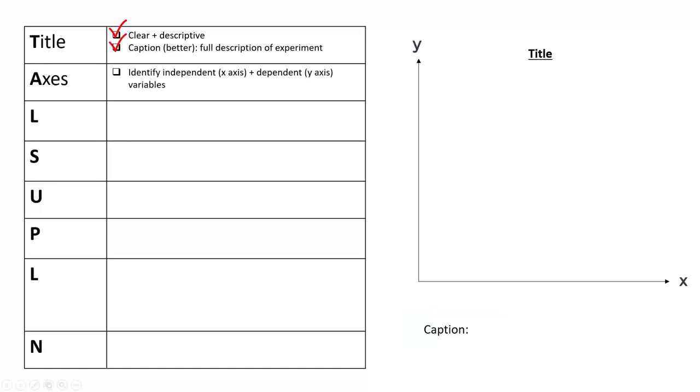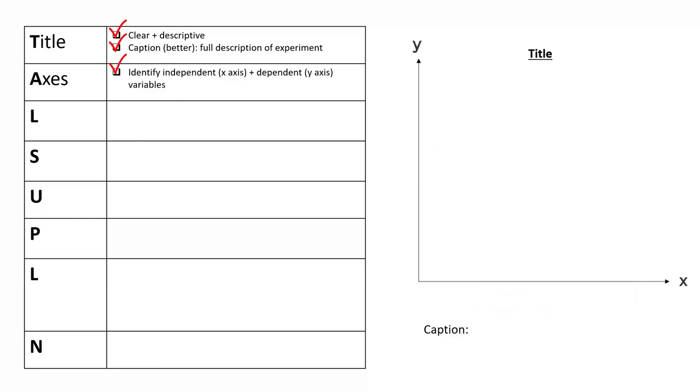Next, the A is for axes. For this, you need to identify the independent and dependent variables. The independent variable is also known as the control variable and is the one that you change, and the dependent variable is also known as the outcome variable, which is the one that you observe. Usually, but not always, the independent variable is placed on the x or horizontal axis, and the dependent variable is placed on the y or vertical axis.